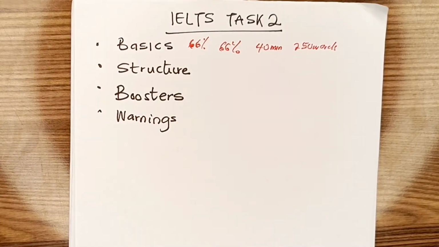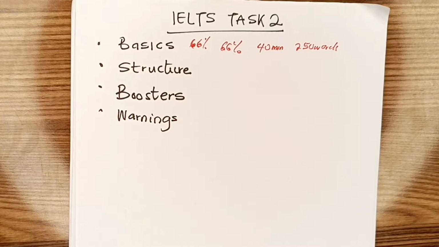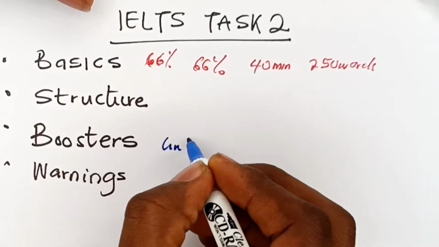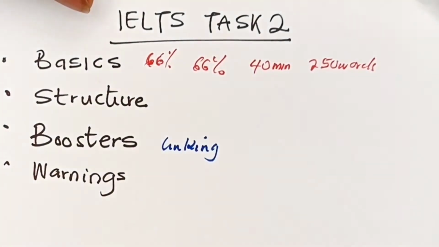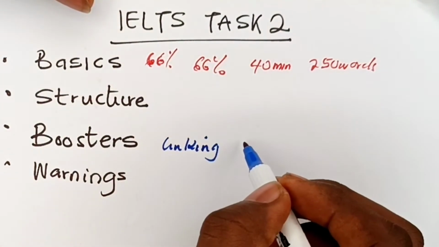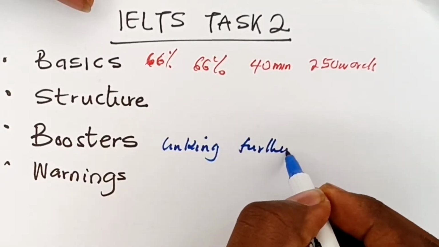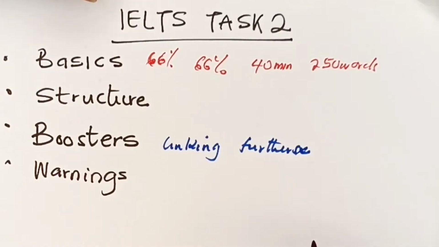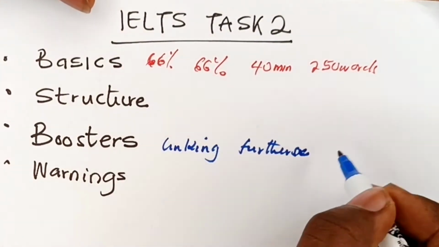So what is the structure? Now, before we talk about structure, I want us to look at boosters and then warnings. What are the boosters I want you to watch out for? Linking words. What are linking words? We mentioned them before. Words like furthermore, more so, conversely, in addition, whereas. So those are linking words. I want you to pay attention to those kinds of things.